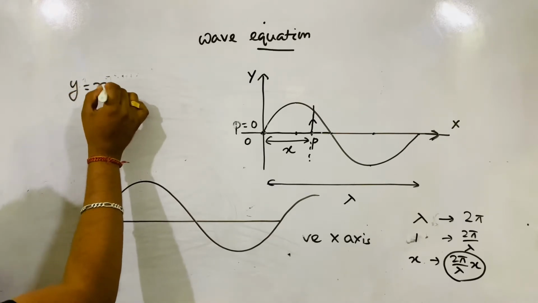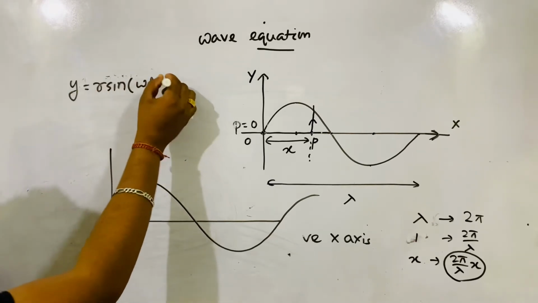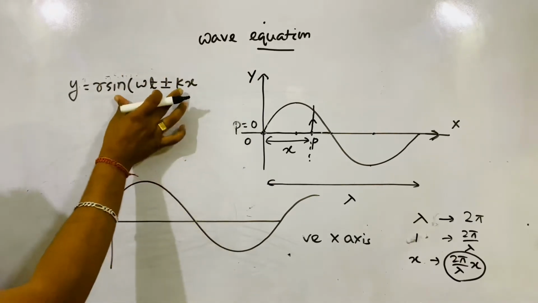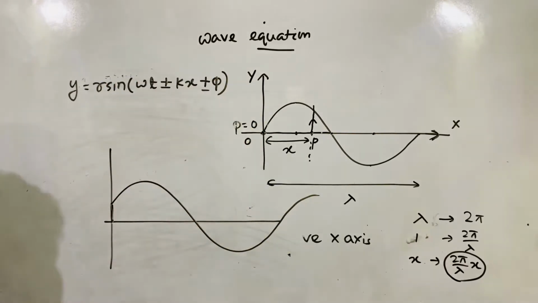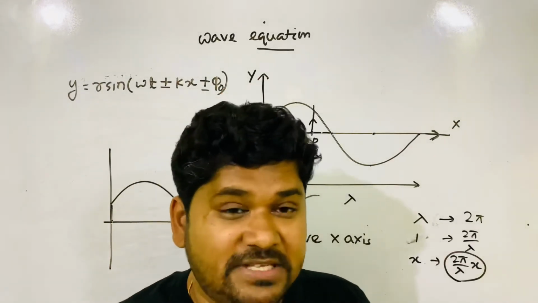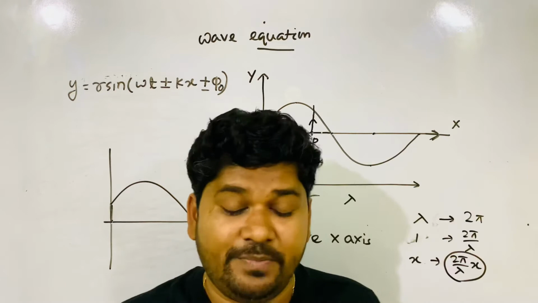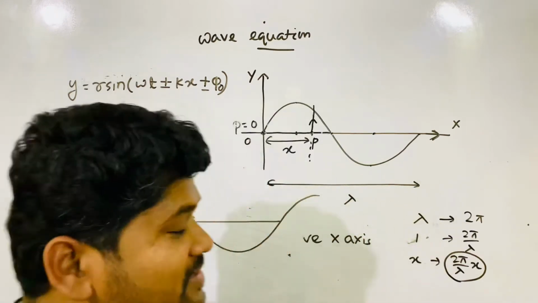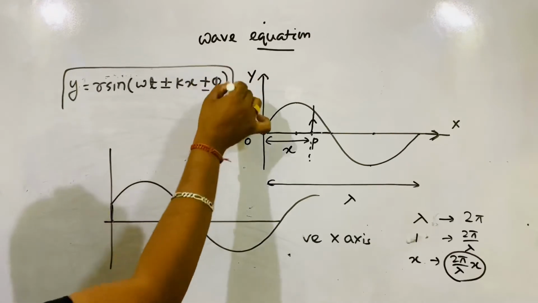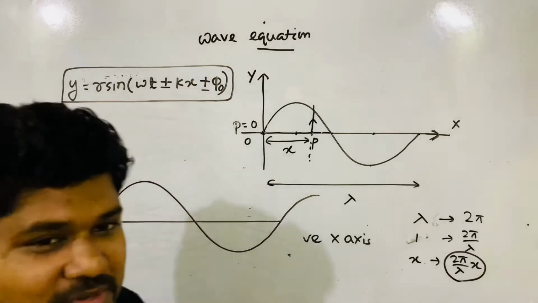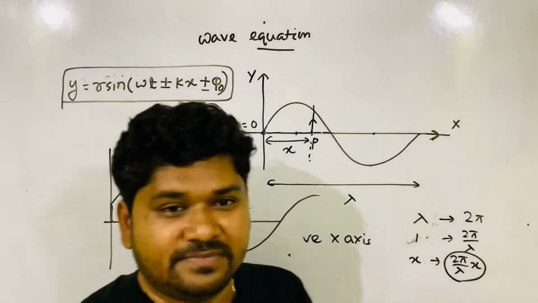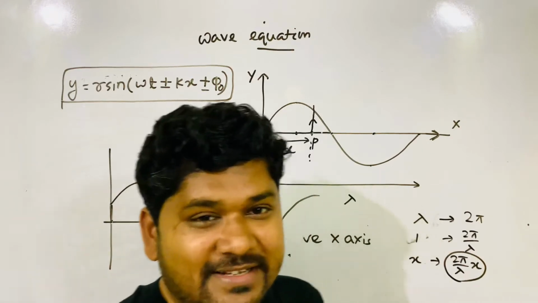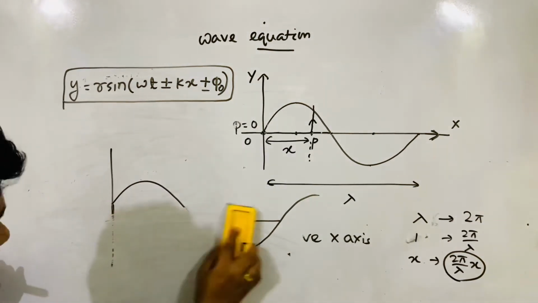In this case, the wave equation is y equals r sine of omega t plus or minus kx. This is the general wave equation. Then the phase of that particle is added here, plus or minus phi naught, because initially the particle has some phase, and this phi naught is called the initial phase or epoch, E-P-O-C-H. So the general wave equation is y equals r sine of omega t plus or minus kx, plus or minus phi naught. Finally, this is the most general wave equation.